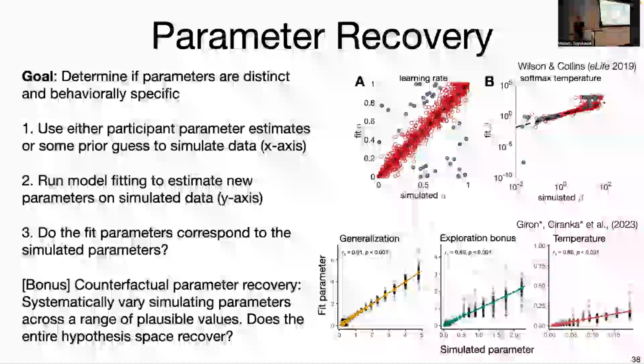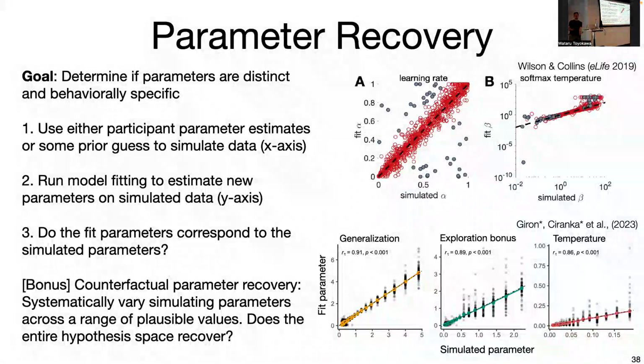Okay. So beyond just trying to see if we can recover the true generating model, we also want to recover the parameters as well, reliable parameter estimates, right? So the goal in parameter recovery is to determine if the parameters are distinct and behaviorally specific. From the behavior, can we recover what the true parameters are? So here we're often either using participant parameter estimates or some prior guess to simulate data. So we're simulating along this x-axis different values of parameters. And here we're using alpha and beta, again, from this Q-learning model.